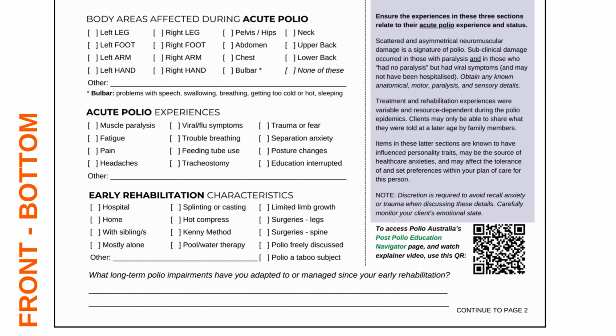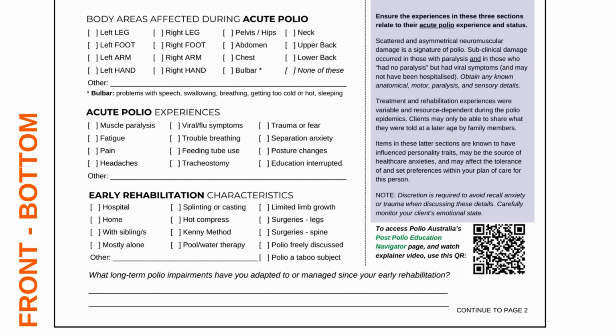Under acute polio experiences, these are some very common things that may have been experienced during their acute polio. So they may have been hospitalized initially, or they may have been kept home and seen a doctor locally. It just depends on the situation they were in. And then we have the early rehabilitation characteristics. So this could be later in their hospitalization if they were severely affected, or it may have been in the years after where they were receiving rehabilitation, maybe in a community setting or at home.